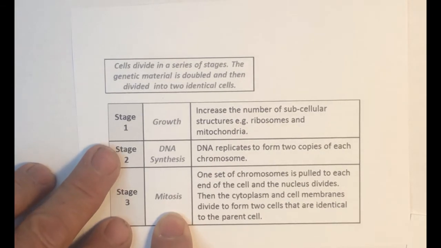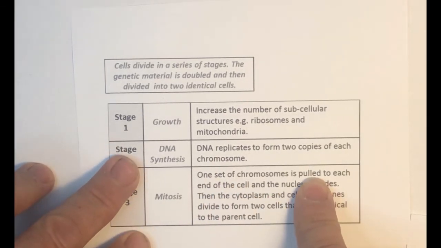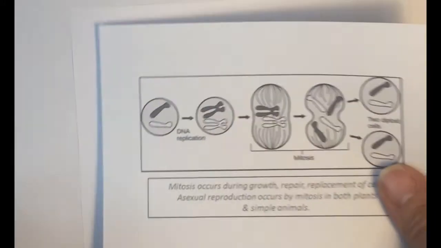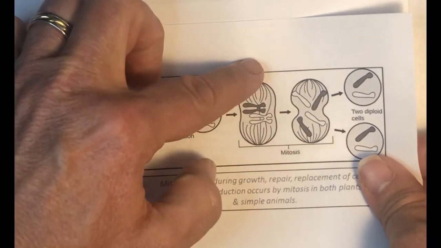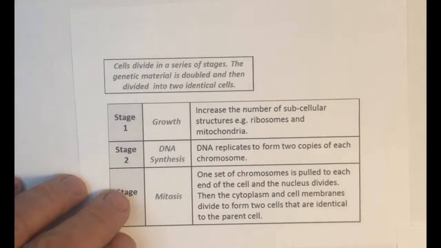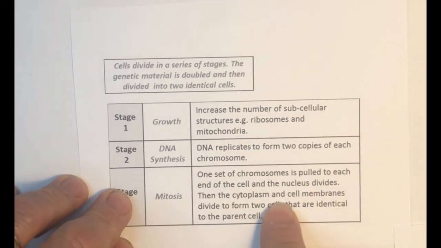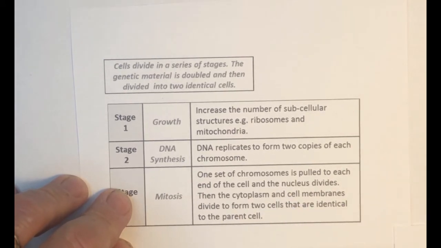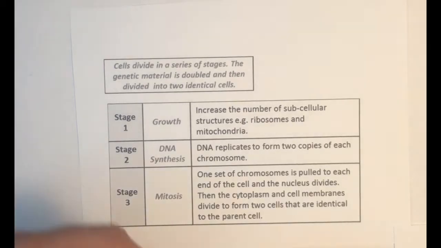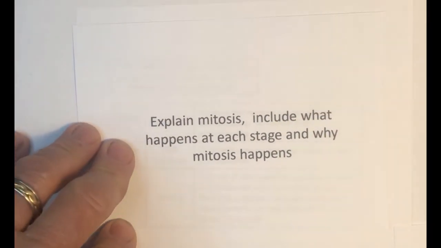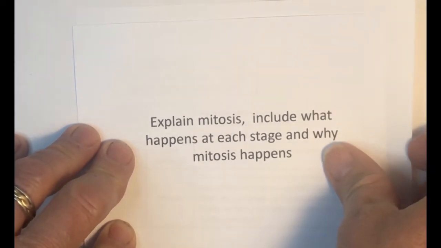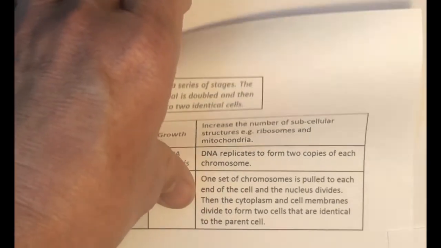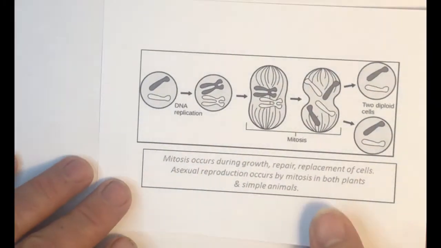Then mitosis itself. One set of chromosomes is pulled to each end of the cell and the nucleus divides. This represents the nucleus. One set goes that way, one set goes that way. Then the cytoplasm and the cell membranes divide to form 2 cells that are identical to the parent cell. Right? So the genetic information is exactly the same. So back to the question: explain mitosis and include what happens at each stage and why mitosis happens. So this is then what your answer should be like.